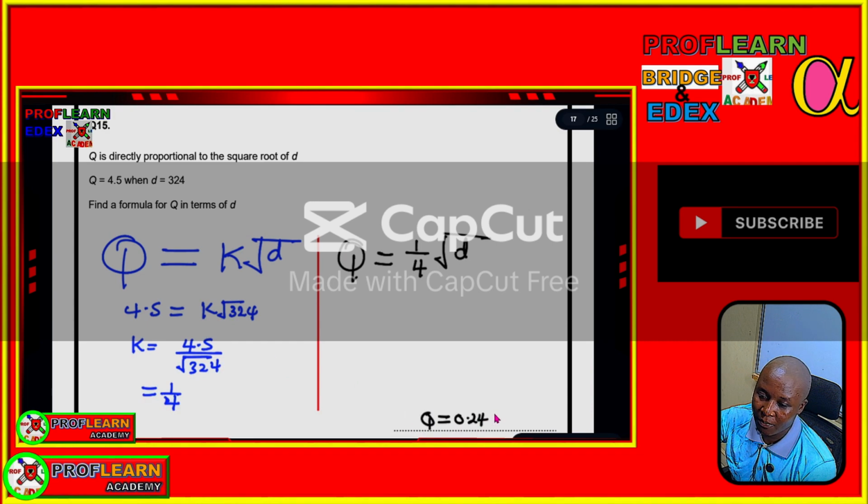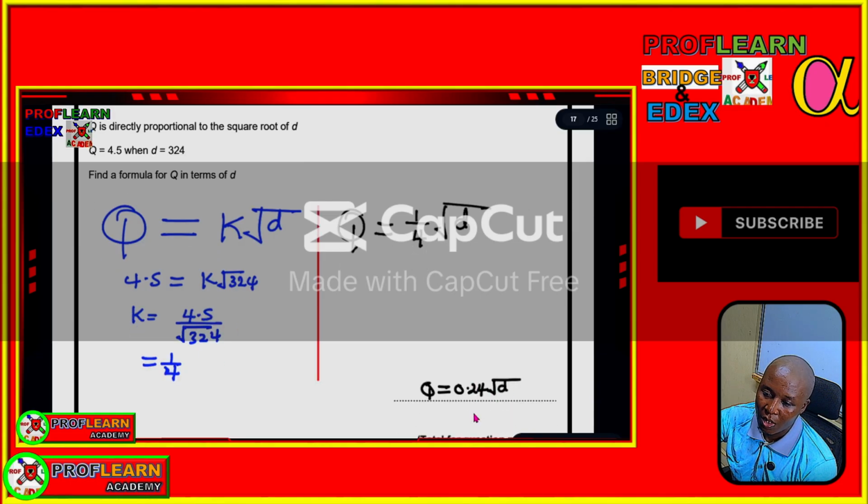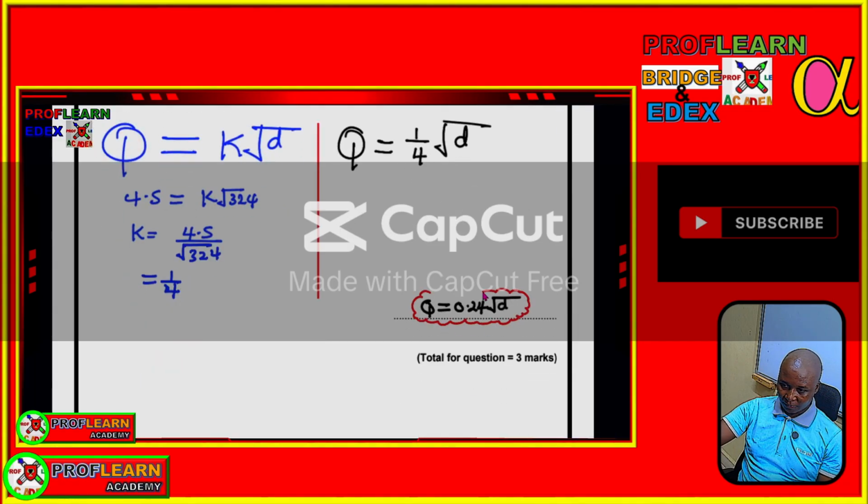Some other time they may give you Q and you are supposed to find the value of D, or they may give you D and you are supposed to find the value of Q. In that case, what you do is use the formula that you have obtained and substitute into it in order to get that. So the most important part is to come up with the formula that we have written at this given point.